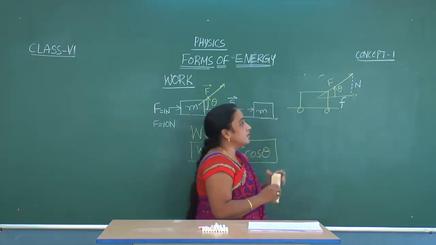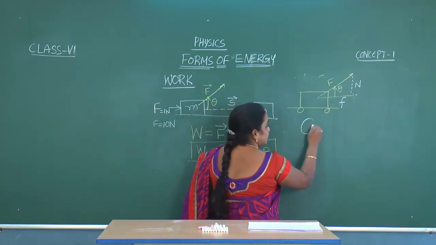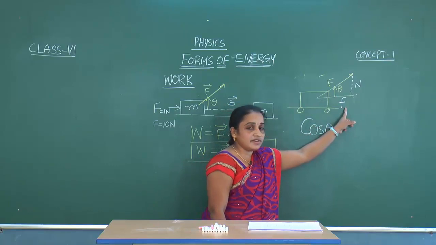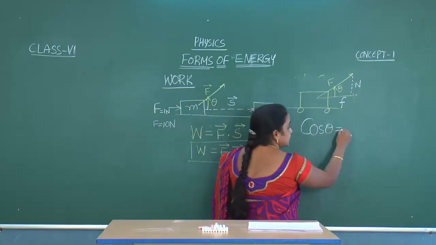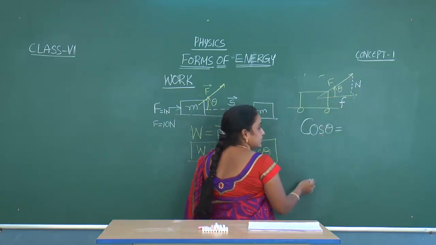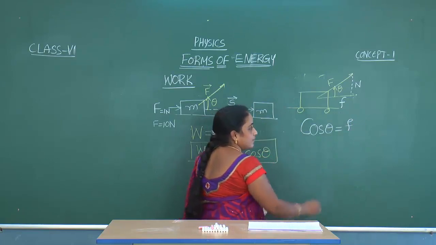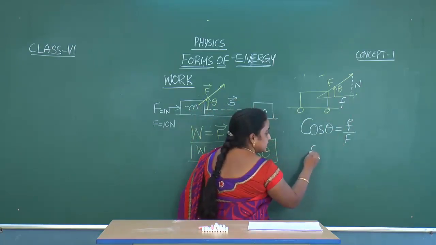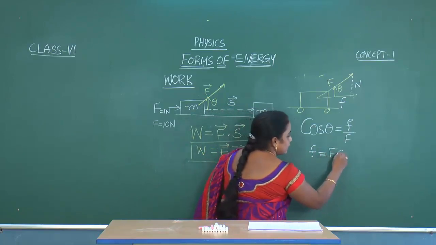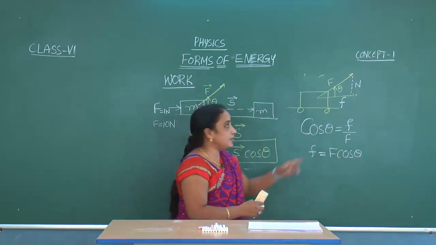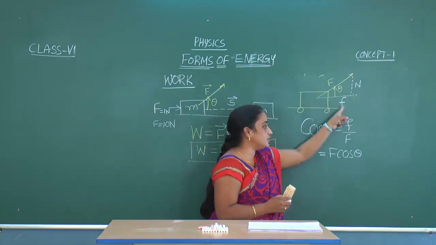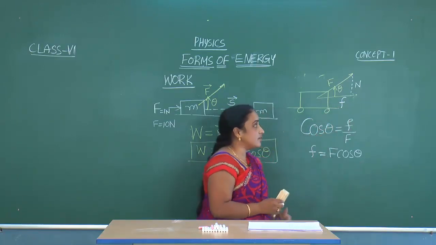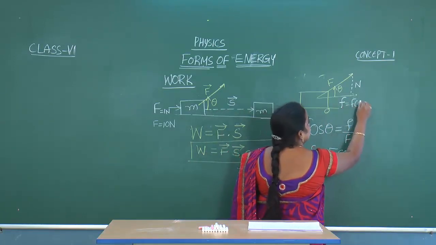How am I applying the force? Here it is easy for me if I use the cos angle, that is, I will write cos theta. Cos theta is equal to adjacent by hypotenuse. The adjacent is the frictional force f and the hypotenuse is the applied force F. So this component small f is equal to F cos theta. So now you came to know the component of the force here, that is, the frictional force f is F cos theta. So write this as F cos theta.